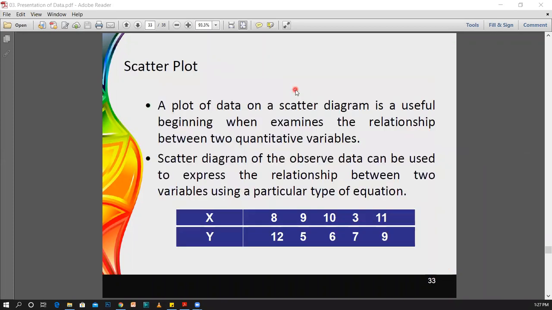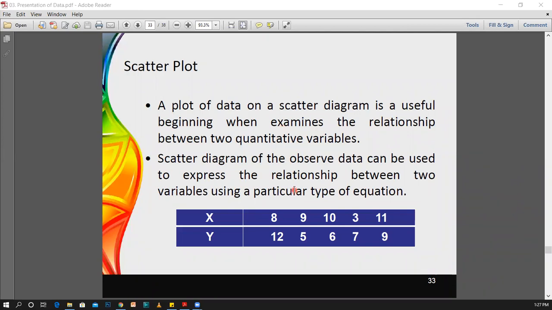And then the next type of graph is the scatter plot. A plot of data on a scatter diagram is useful when examining the relationship between two quantitative variables. Normally, we obtain these scatter plots if we are interested in two variables. Therefore, if you have two variables and they are quantitative variables, then we can use the scatter plot to examine or identify the relationship between those two variables.